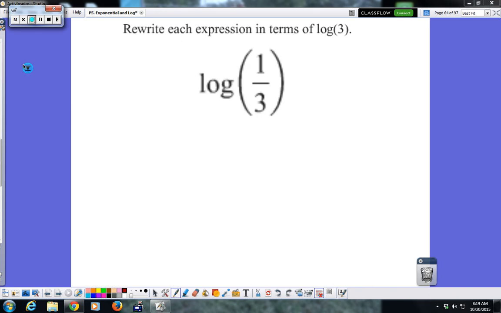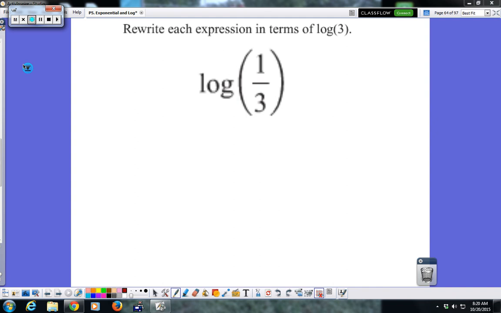I want to rewrite this in terms of log 3. I don't want log 1/3, I just want 3. And since we're on the power rule, let me show you, there are 2 different ways we could do this. This is quotient rule, all the way. This is log 1 minus log 3. We all know what log 1 is. We talked about a while ago, log 1 is always 0. This is 0 minus log 3, or just negative log 3.